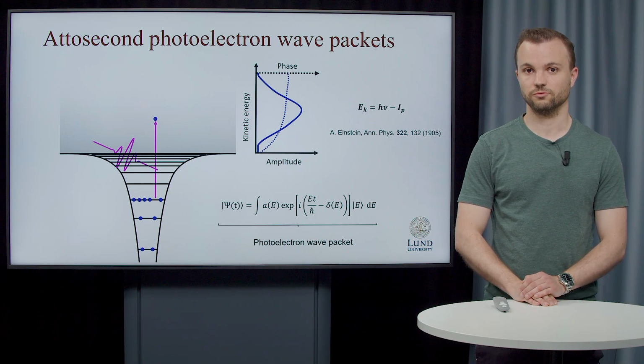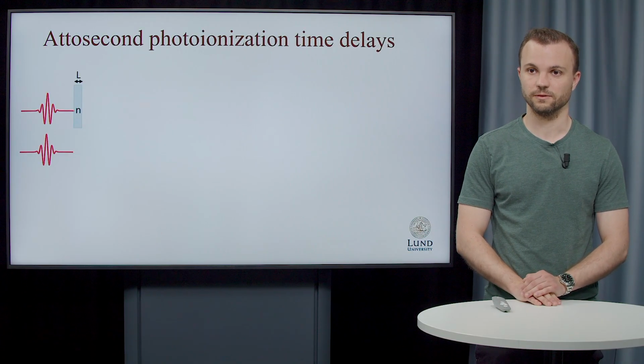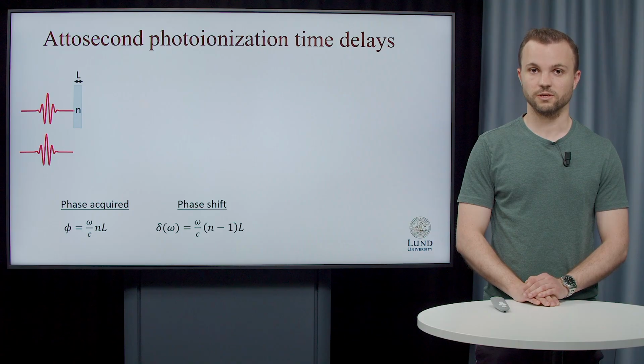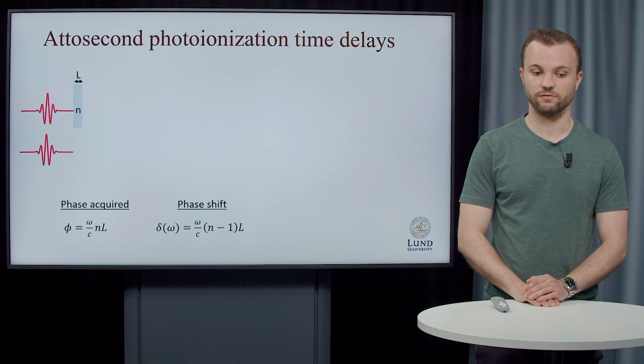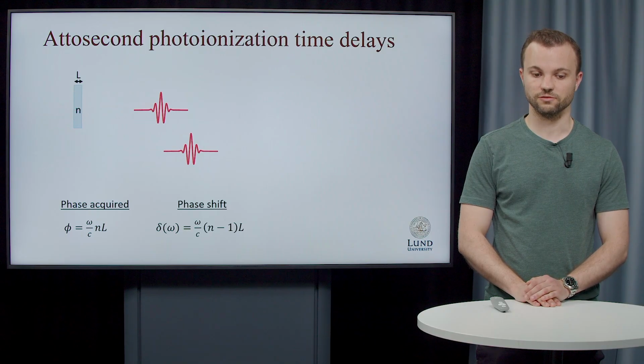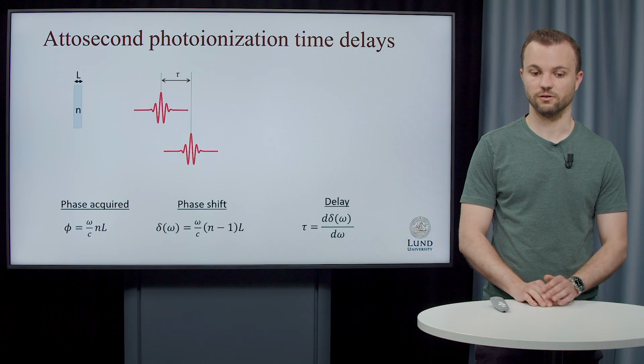Before we continue to explain how this relates to photoionization time delays, let's go back to optical pulses. Here we have two pulses, one propagating through a medium with refractive index n and thickness L, and one propagating in vacuum. The pulse that propagates through the material will acquire a phase phi that depends on the frequency of the light, and after propagation through the material, it will acquire a phase shift delta compared to the pulse that propagated in vacuum. This phase shift corresponds to a delay in time, which is simply given by the spectral derivative of the phase shift.